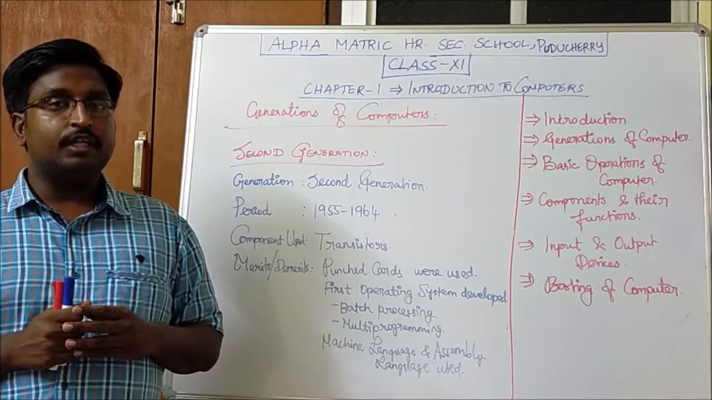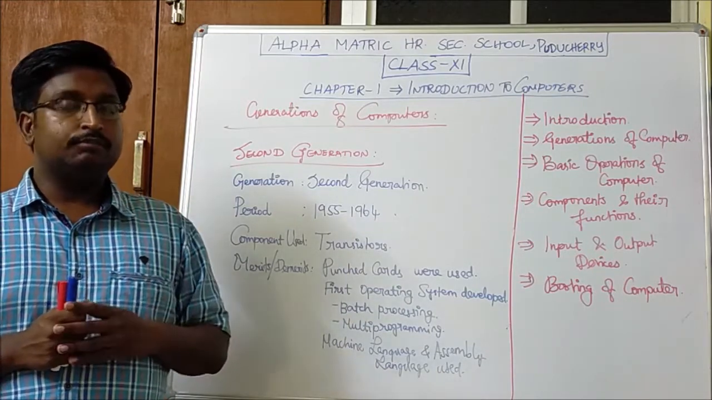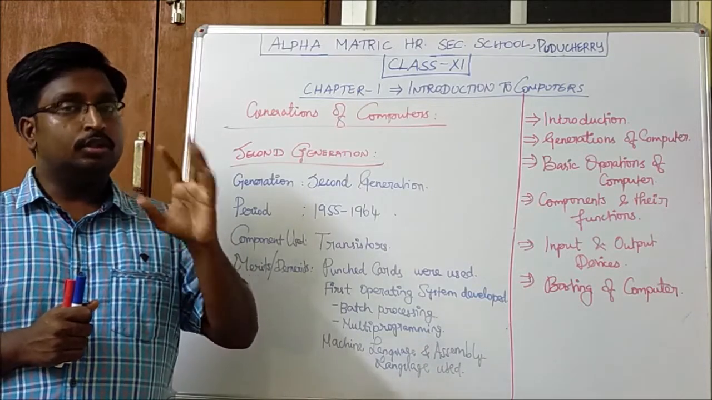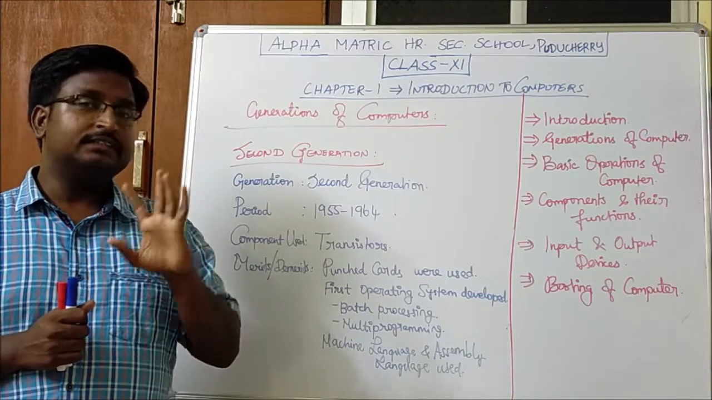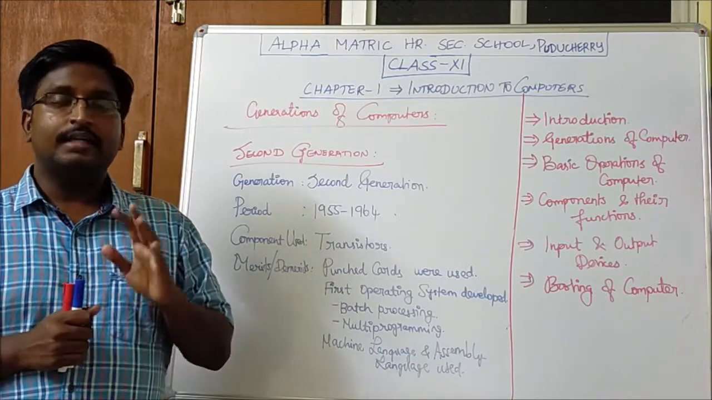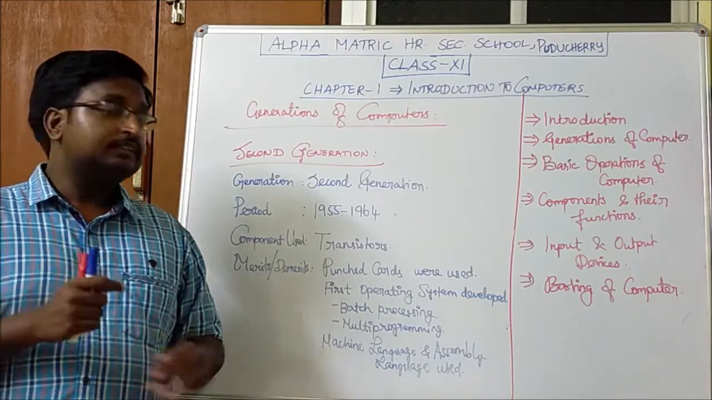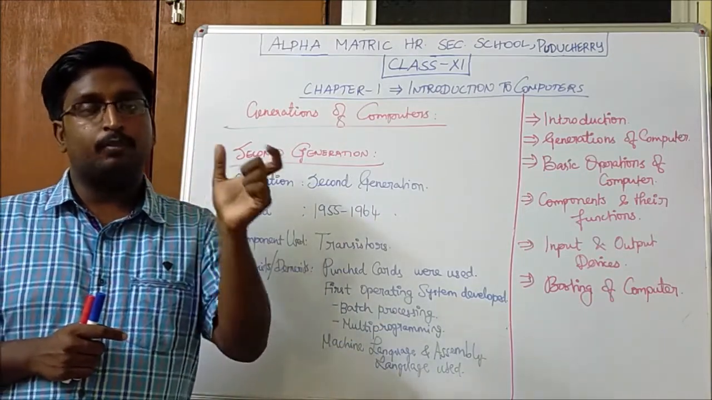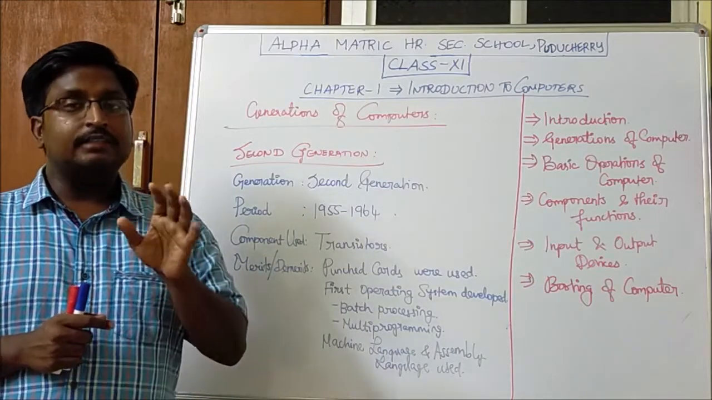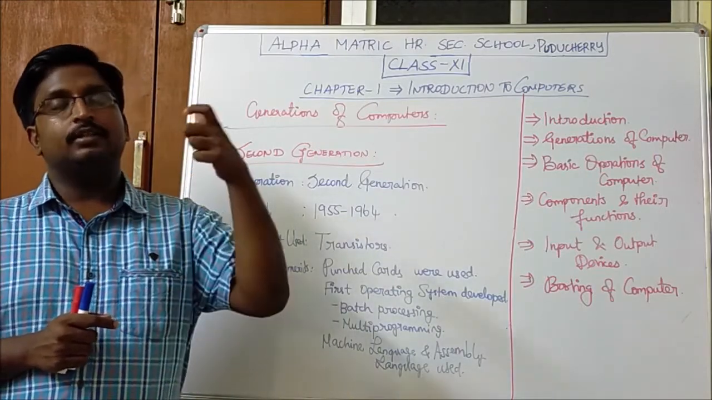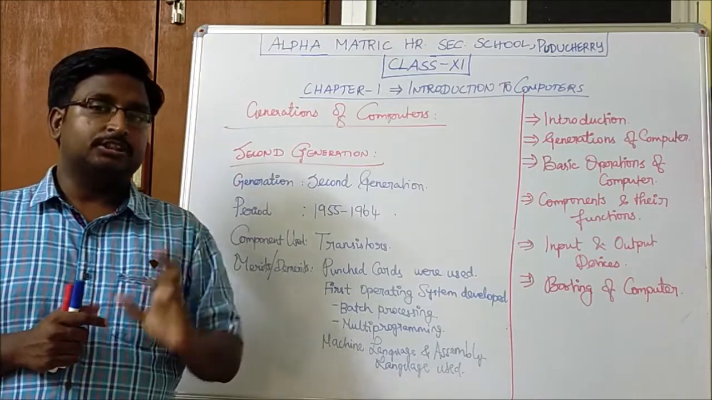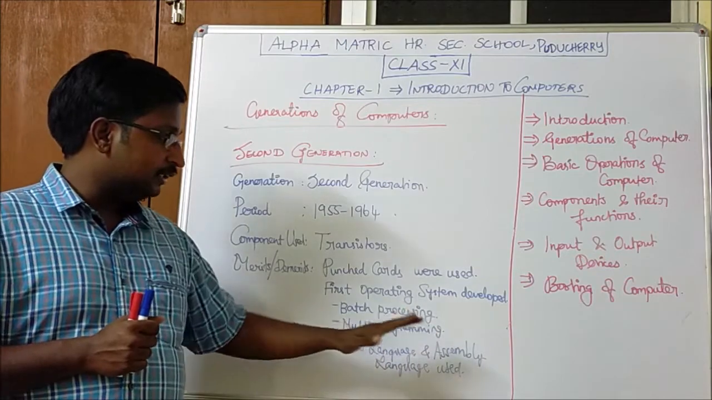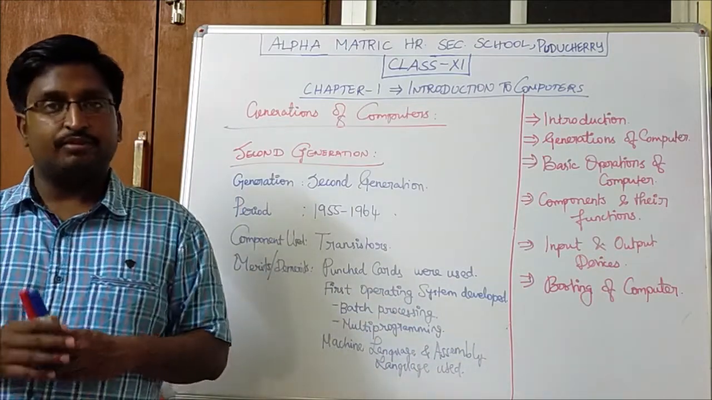In the first generation, we said that machine language was used. Machine language is the only language that the computer can read and understand, that is binary or hexadecimal. Whereas assembly language is a separate code, a unique code assigned for a process, and the assembler will convert that code to machine language. So this is the assembly language. Both machine language and assembly language were used in the second generation.